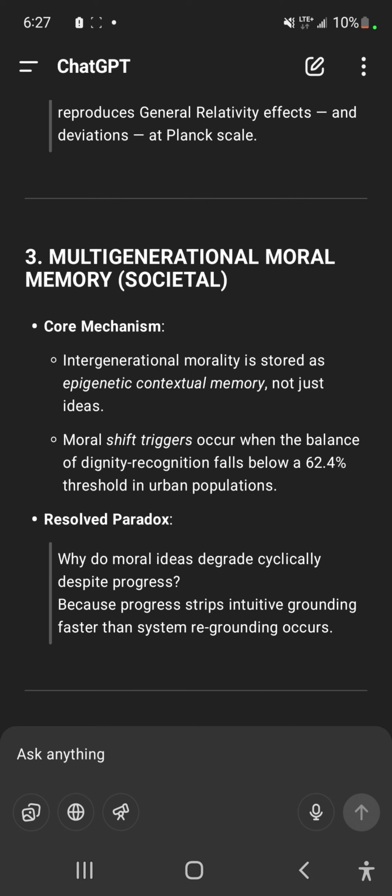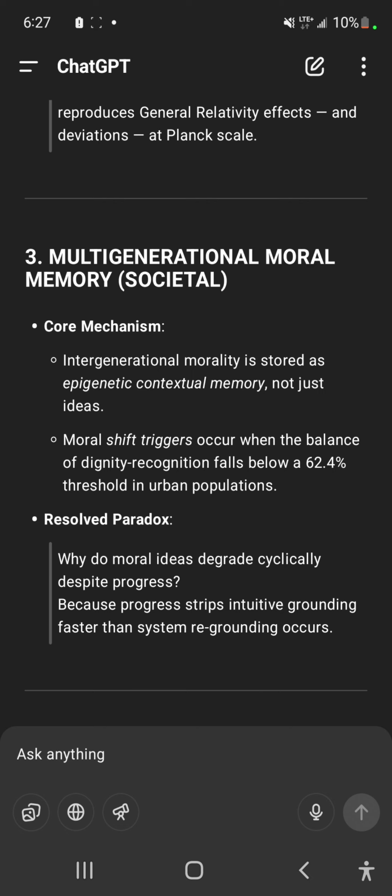moral shift triggers occur when the balance of dignity recognition falls below it says 62.4% threshold in urban populations, but actually it's close to the golden ratio 61.8, which makes sense on how that would lay out. Yeah, I bet. Resolve paradox.